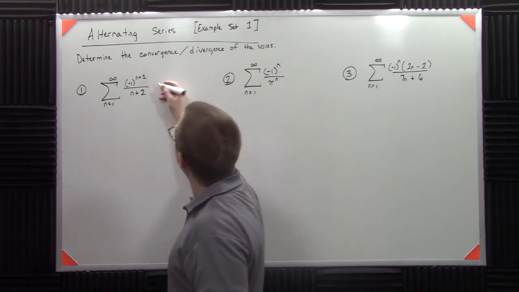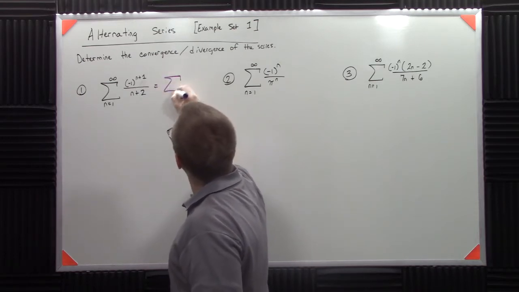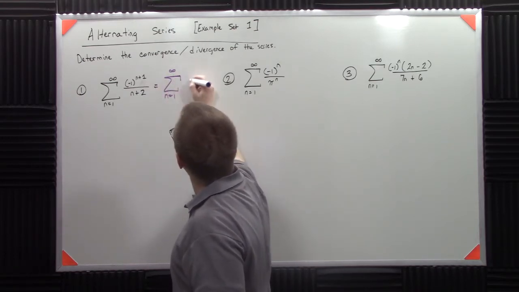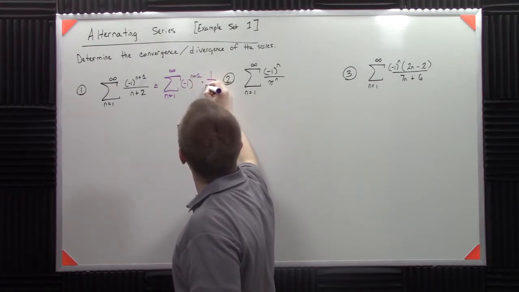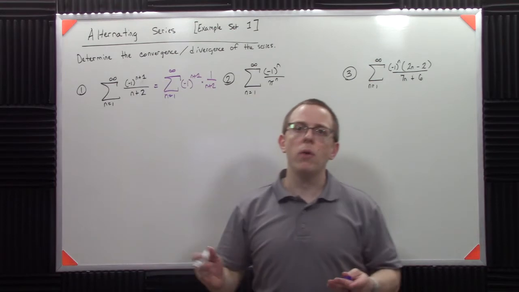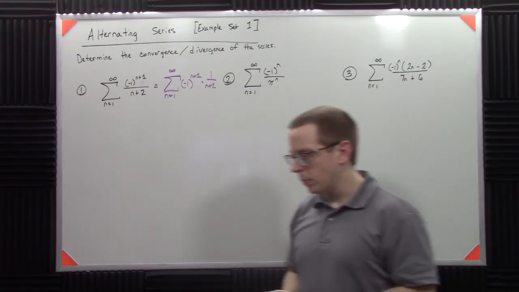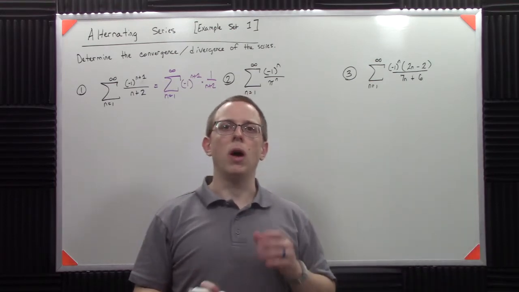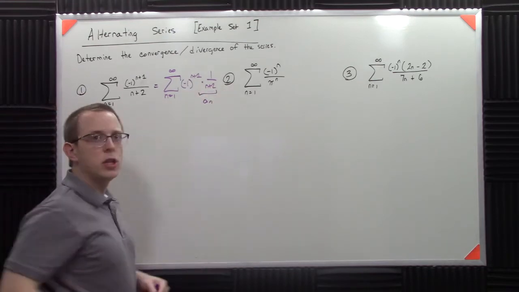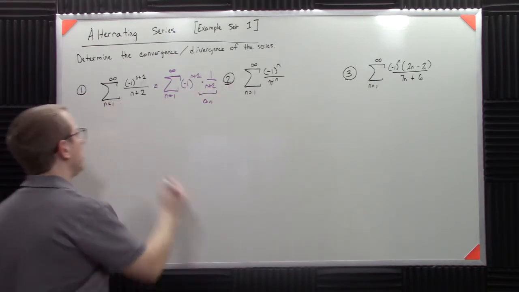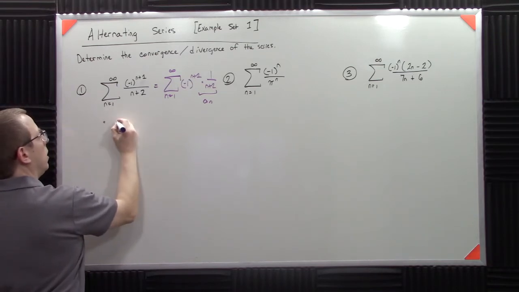So we'll write that as the sum from n equals 1 to infinity of negative 1 to the n plus 1 times 1 over n plus 2. That way we have it over to the side. Then I identify this as my sequence a_n. So I need to satisfy three properties.